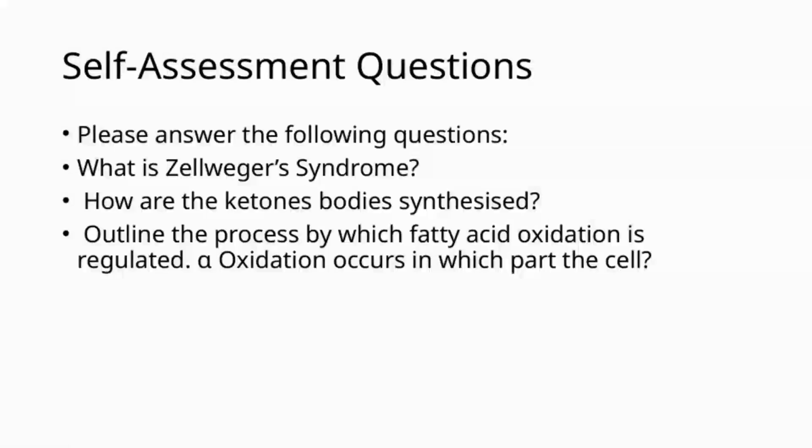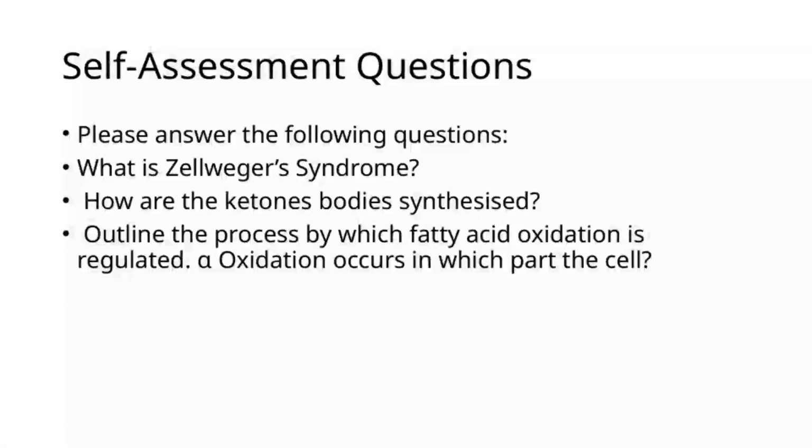Next, how are ketone bodies synthesized? During periods of fasting or low carbohydrate intake, the liver converts fatty acids into ketone bodies like acetoacetate and beta-hydroxybutyrate. This process provides an alternative energy source for tissues, such as the brain when glucose availability is limited. It's a vital adaptation that ensures energy supply during metabolic stress.